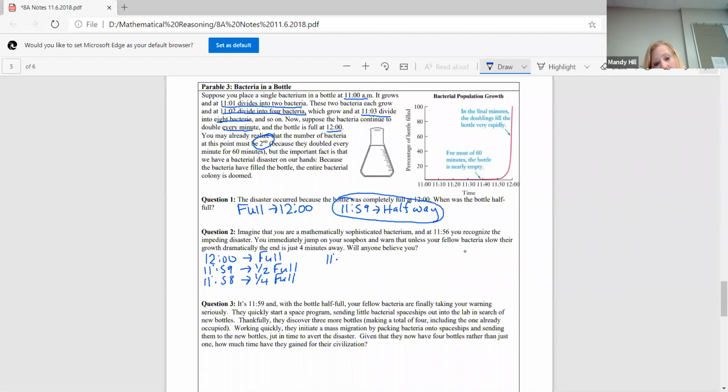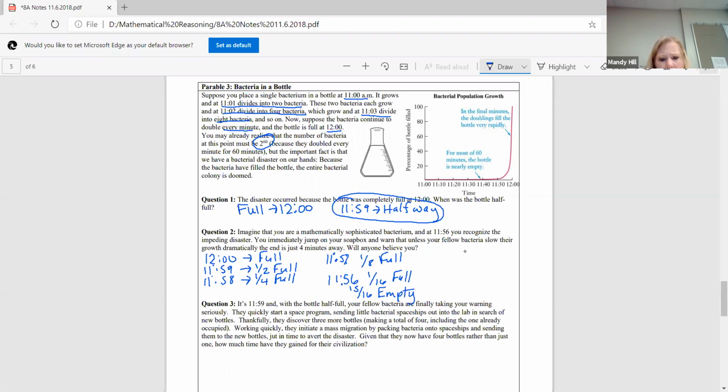Okay, if we move to 11:57, it's going to be half of a fourth, which is just an eighth full. And so if we move all the way back to 11:56, it would be 1/2 of 1/8, which is 1/16 of the way full. So when you look at that, that means that there's a lot of space left in this bottle. There's 15/16 space. So if it's 1/16 full, that means that 15 out of 16 is empty.